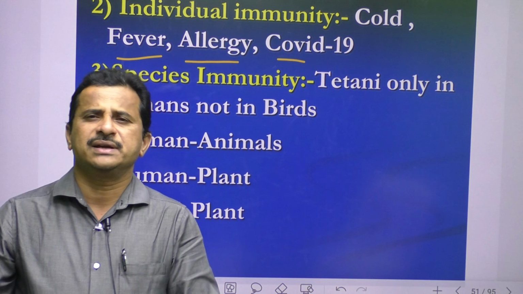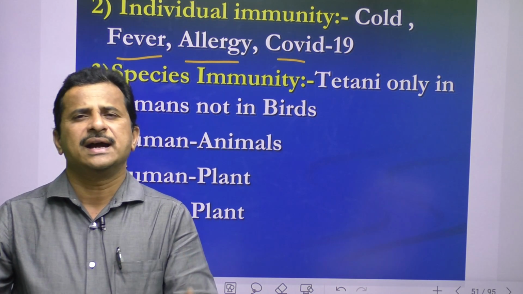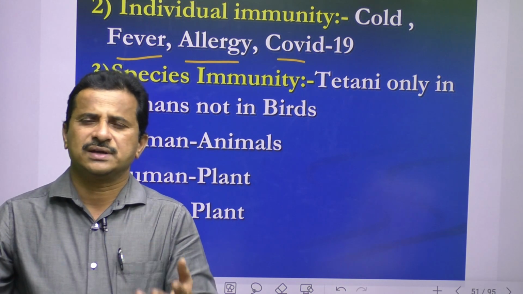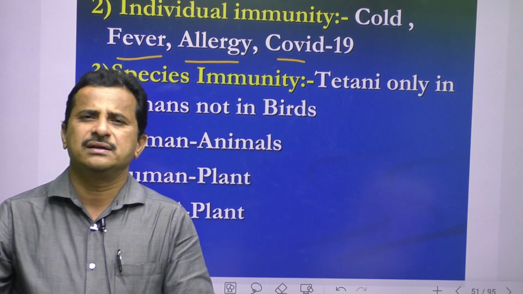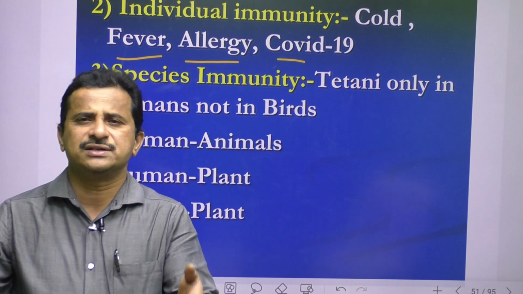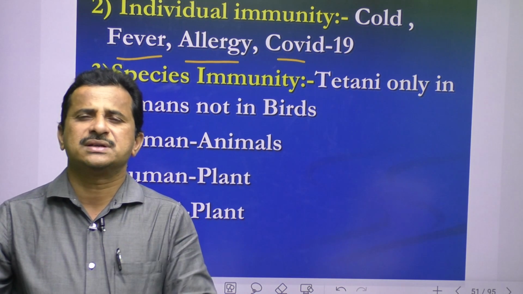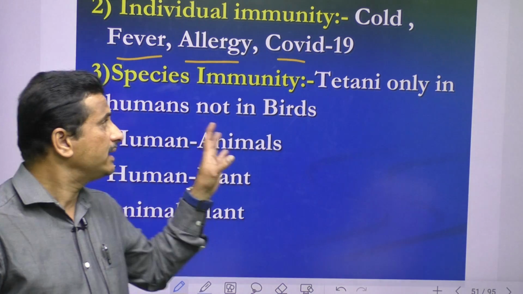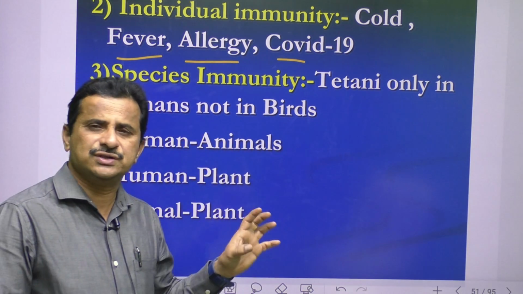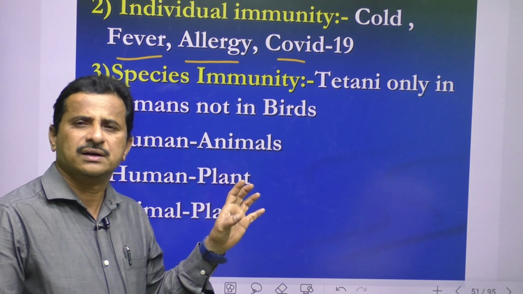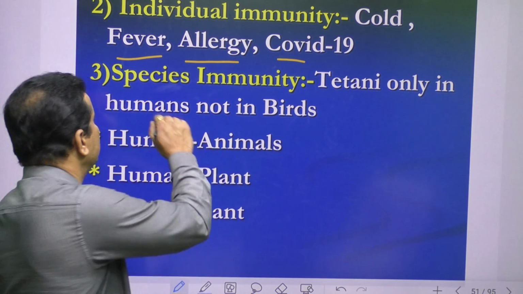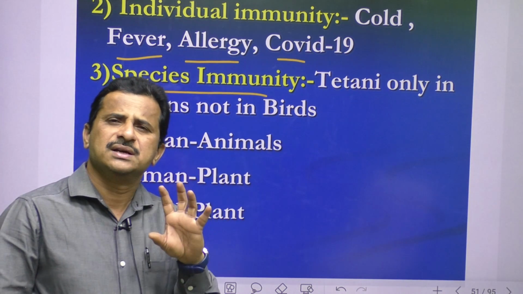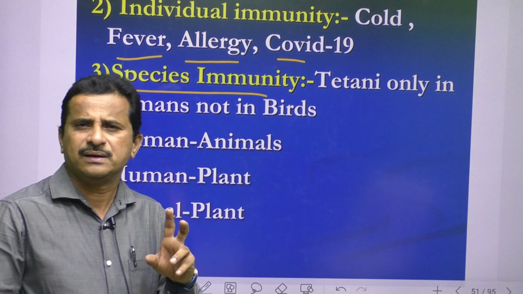The same microorganism causes more damage in some persons and no damage in other persons. Or with the same chemical, the same material, some persons have severe allergic reactions, other persons medium, and sometimes there is no allergic reaction. Like this, individual to individual, immunity is also different. And the third one is species immunity. Here, species to species immunity is different.